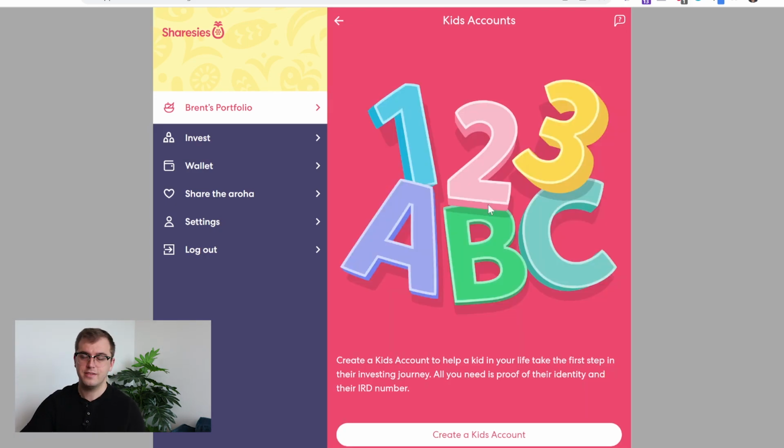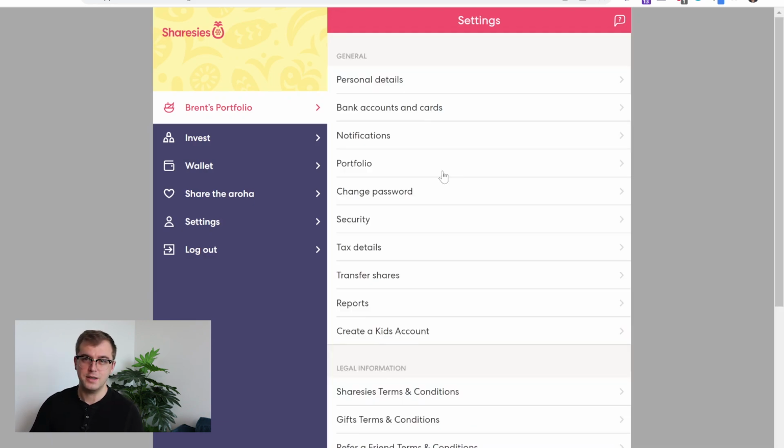Now the final option, and something cool that Sharesies does if you have kids, is they have a kids account. Now this is an account that's separate to yours, and it means that you can set money aside for your children separate to your own portfolio. All you need to do around this is submit proof of their identity and their IRD number, and you can set this up very easily. So that's some of the main settings that we can configure.